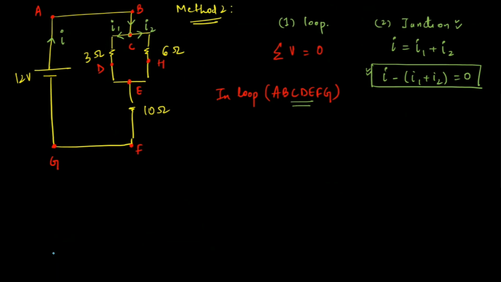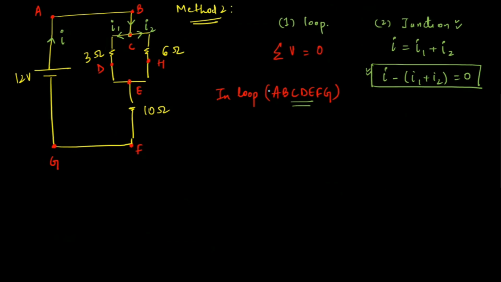So here, first I'm taking the A, B, C, D, E, F, G loop. In this loop, we have to read each and every arm, like A to B, B to C, C to D, D to E, E to F, F to G, G to A. We have to analyze each and every arm. How we are supposed to do that, let us understand.